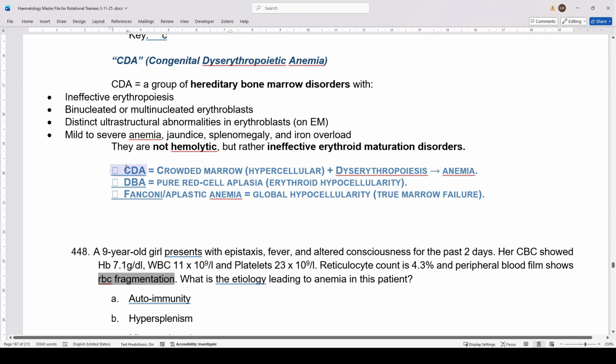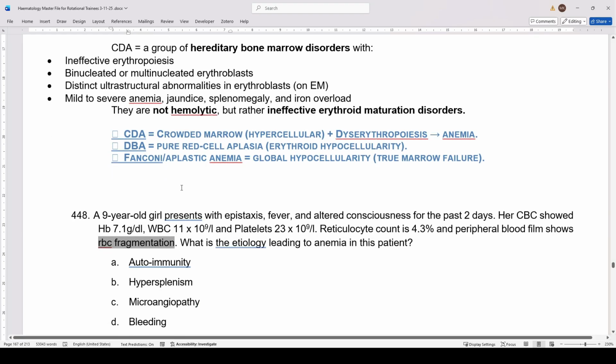So just remember in CDA, remember from C, it is a crowded marrow. It will be hypercellular, it will have dyserythropoiesis, and because of that we will have anemia. And in DBA, it is a pure red cell aplasia, and there will be erythroid hypocellularity. Maybe the bone marrow is normal because WBCs and platelets are produced normally, and maybe it is slightly hypocellular, but if we see the erythroid lineage, there will be erythroid hypoplasia. And in Fanconi anemia, or aplastic anemia, there is global hypocellularity. Bone marrow will be hypocellular. It's a true marrow failure.